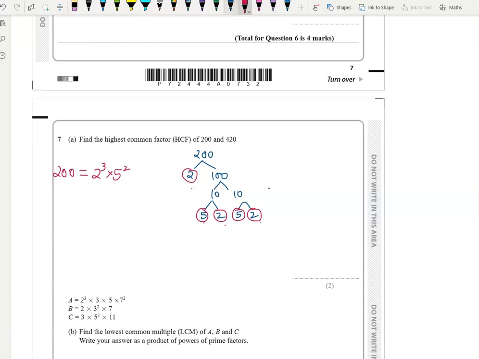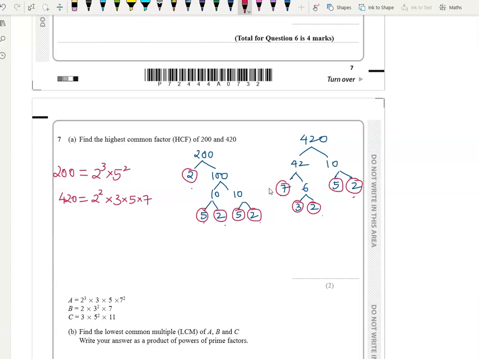Similarly we can do it for 420. Now 420 we can write as 42 times 10. 42 we can write as 7 times 6. 7 is prime. 6 can be further written as 3 times 2, and on this side 10 is 5 times 2. Circle all the numbers without the branches. So 5, 2, 2, 3 and 7. So 420 is, we have 2 only twice, so 2 squared, times 3 only once, 5 also once, and 7 once.